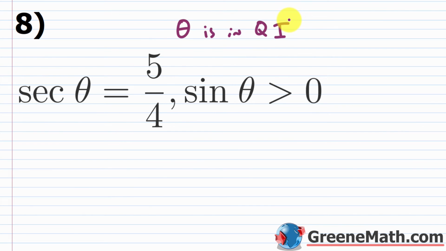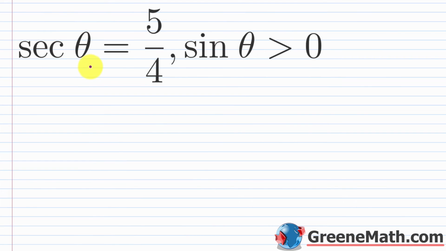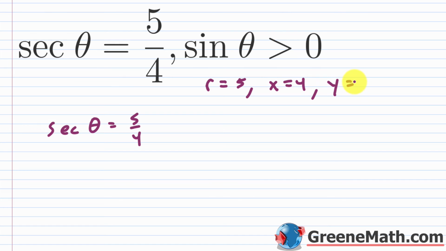Okay, so knowing that the x values and the y values are both going to be positive, we are given that the secant of theta is 5/4. And again, the secant of theta is going to be r over x. So r here is 5, and we know that x here is 4, and we just need a y value. Okay, so let me get rid of this. We'll write that in again in a moment. So let's come down here.